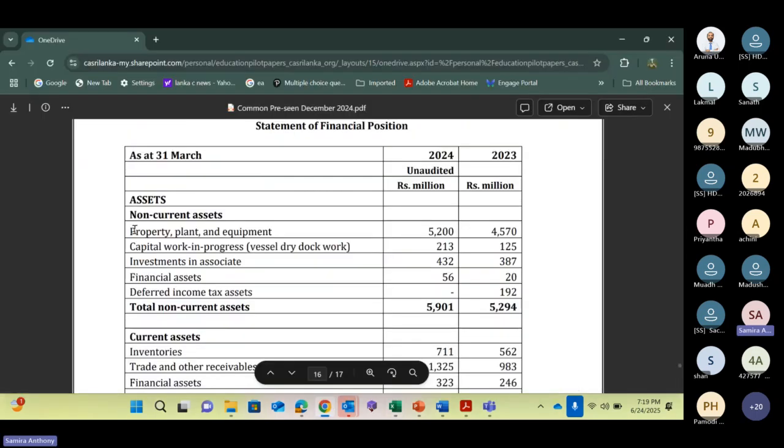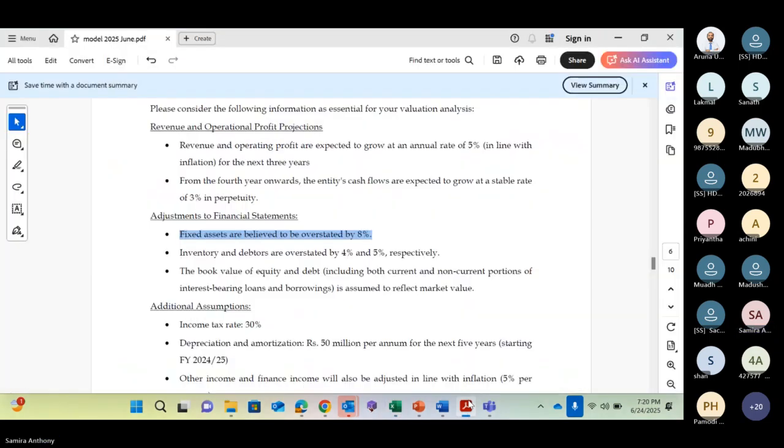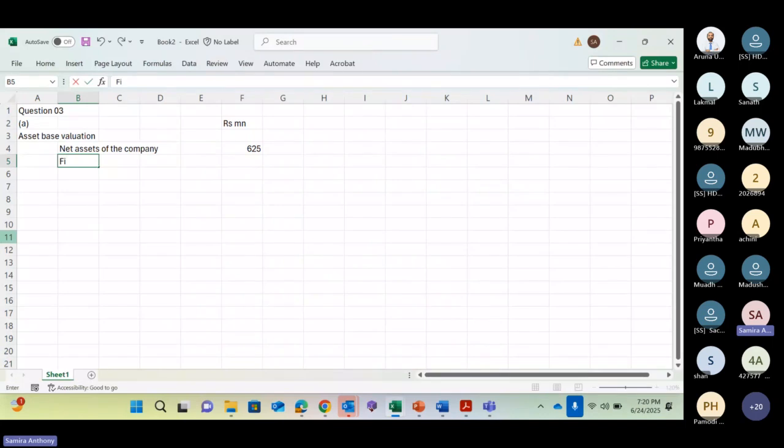Going back to fixed assets, there are property, plant and equipment and capital work in progress. Capital work in progress is an investment, therefore you can't take it. You can take only 5,200 because the other one is capital work in progress.